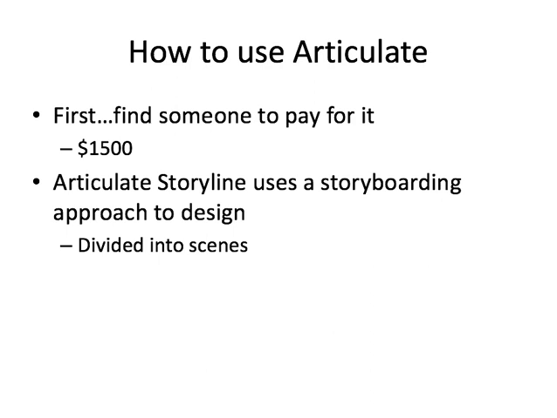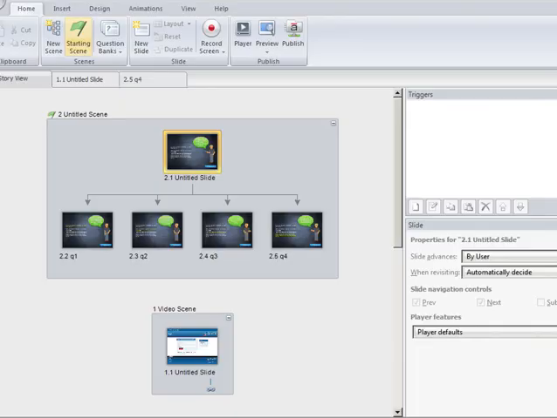So, first things first, you need to pay for it. That's going to cost you about $1,500, so be wary. It does use a storyboarding approach to design, which makes it a little bit easier to set up, but mechanically it's quite difficult. So there's a number of scenes here, and you can see here what I've got is a main slide, some options where that slide can take the user to if they do certain things. In this case, it's clicking on a certain option. And then there's a video scene that sits underneath it all. They're all separate things that have to be configured.